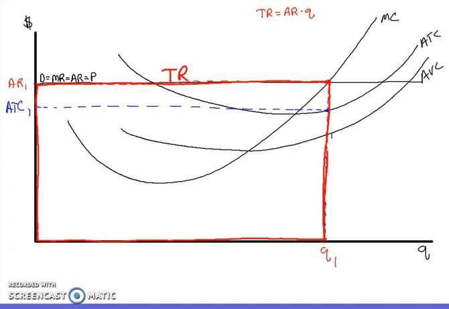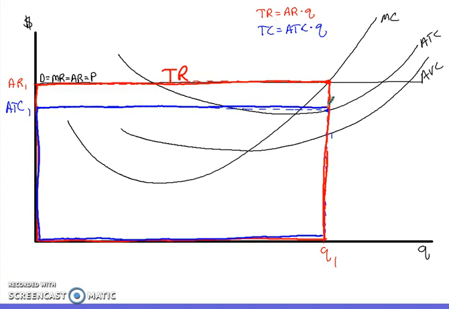Now, where do we find the total cost? Well, same thing. Remember, total cost is equal to average total cost multiplied by quantity. So that's going to be quantity down here, the base of the rectangle, multiplied by the height of the rectangle, which is going to be up to average total cost. Come over and complete that rectangle. And that's going to give you the total cost. That's going to be this big blue box. That's going to be the total cost.